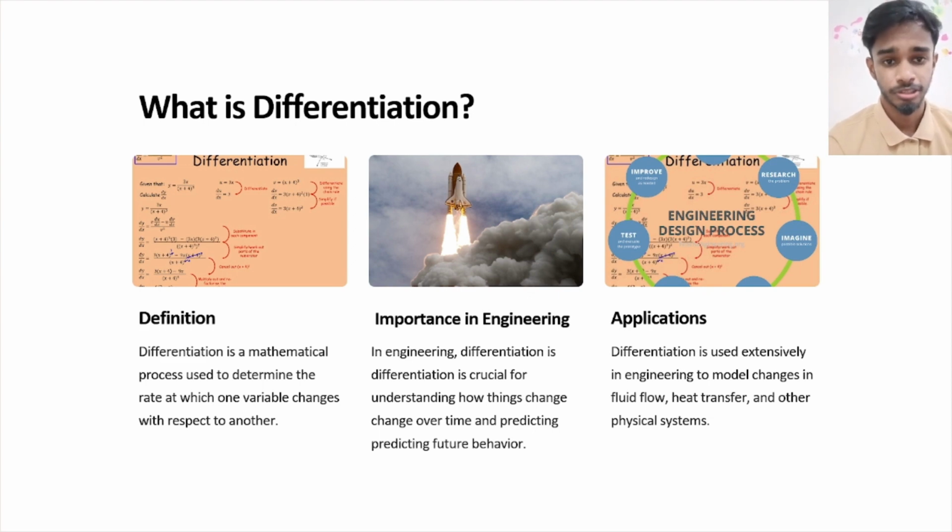Firstly is the definition. Differentiation is a mathematical process used to determine the rate at which one variable changes with respect to another. Secondly, its importance in engineering. In engineering, differentiation is crucial for understanding how things change over time and predicting future behaviors. And last one is application. Differentiation is used extensively in engineering to model change in fluid flow, heat transfer, and other physical systems.